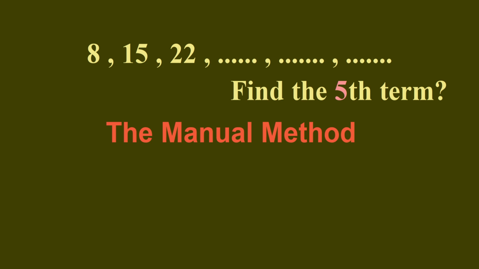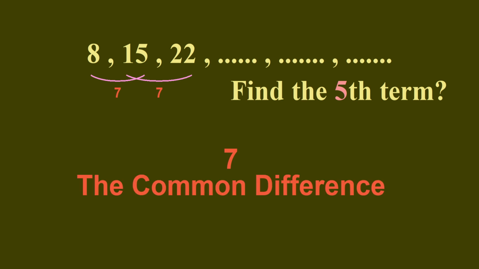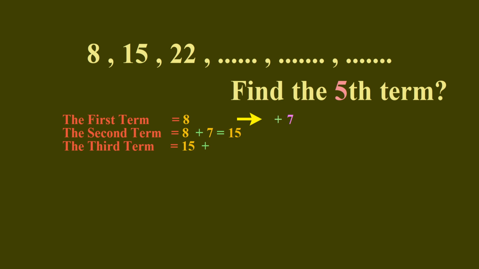Look at the problem. Since each term increases by 7 from the previous one, this 7 is called the common difference. The first term in the arithmetic sequence is equal to 8, and we can get the second term by adding 7 to the first term. So the second term is equal to 8 plus 7, which equals 15. And we can get the third term by adding 7 to the second term, 15 plus 7, which equals 22.